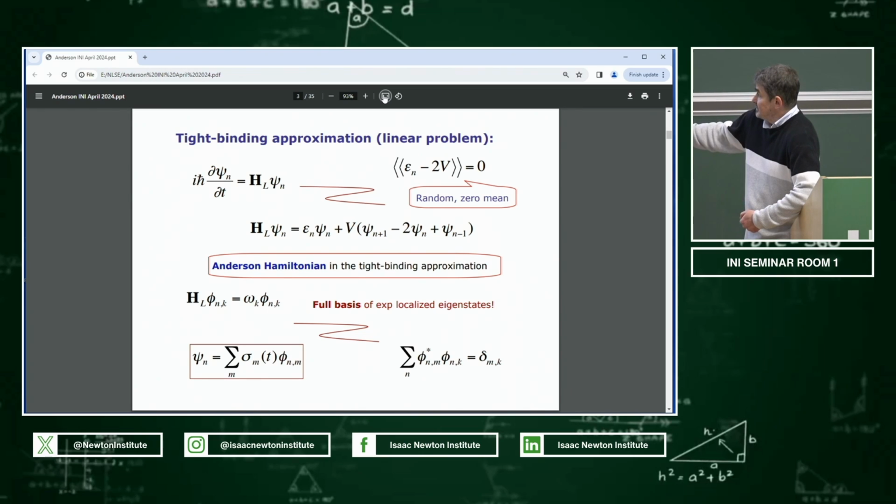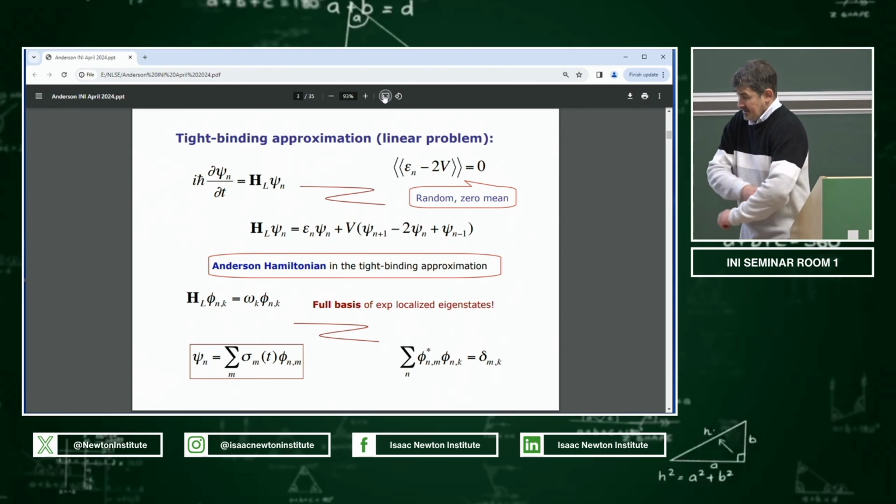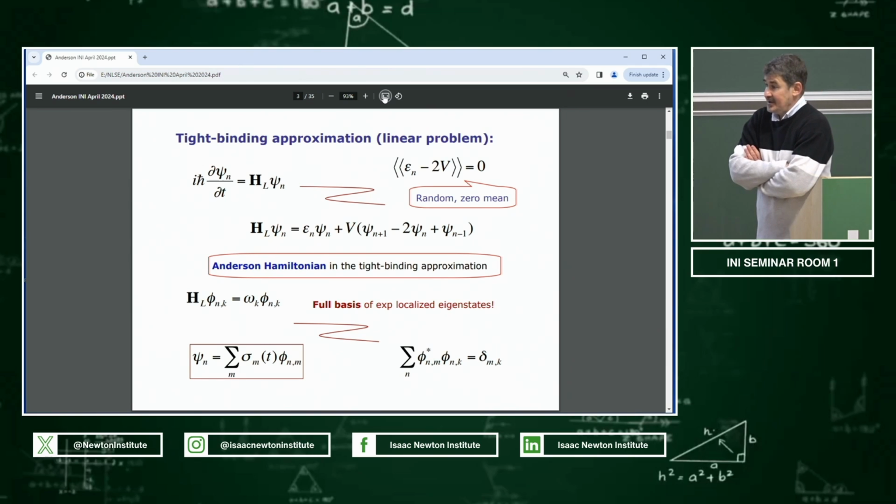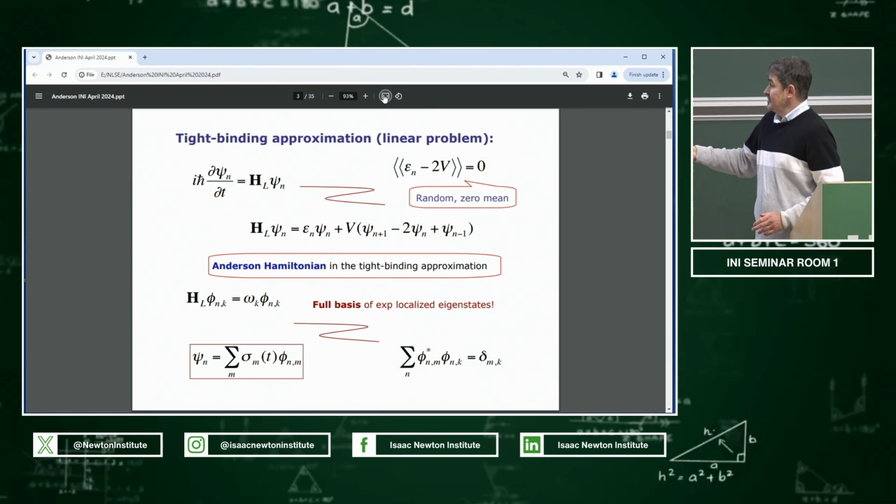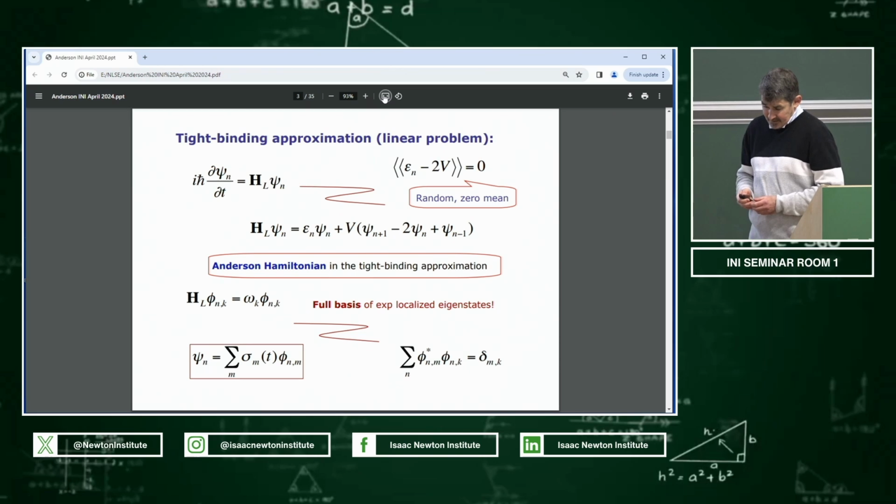And analytically, you show that this is well defined. So this type of Hamiltonian has a full basis. Then you can actually expand your wave function over a full basis of eigenstates. And the eigenstates are all exponentially localized by Anderson. And they form a full basis in the sense that you can basically introduce a normalization condition and an orthogonality condition, and as usual use this set of functions as your basis functions to solve any mathematically well-posed problem for the Hamiltonian.